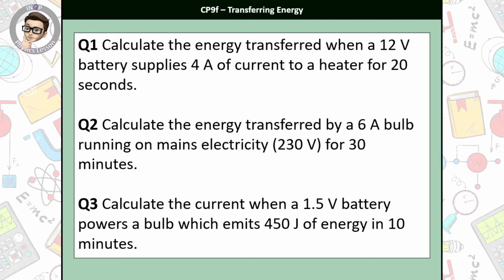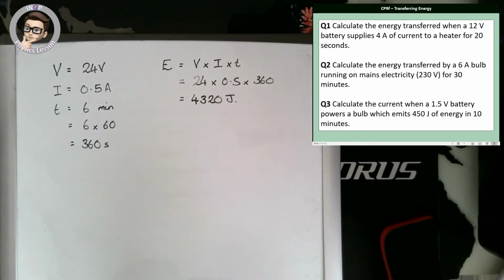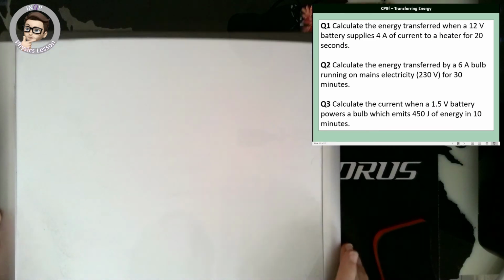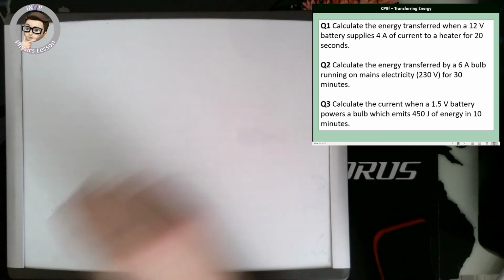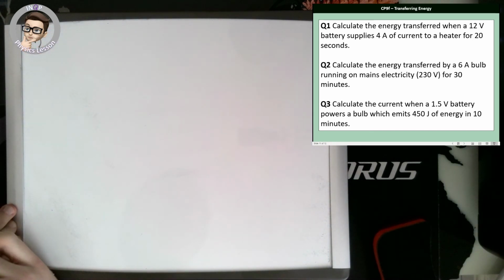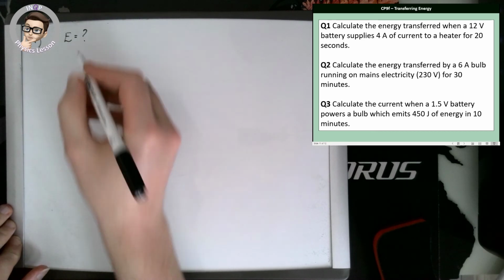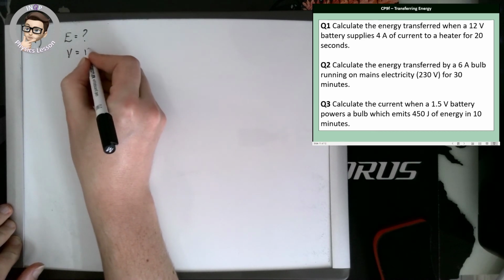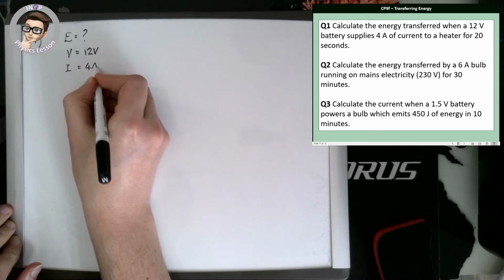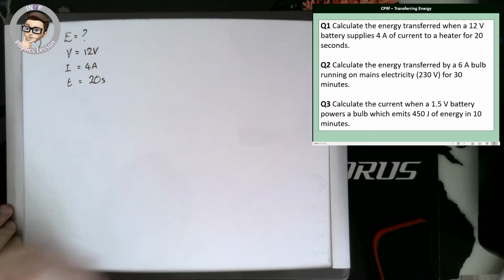Well done, ladies and gentlemen. Let's go through the answers together and let's have a go at making sure we've got them all correct and set out the use of our equation correctly as well. So question 1, we are told that we want to work out the energy. We don't know that, but we do know the potential difference is 12 volts. We do know the current is 4 amps, and we do know the time is 20 seconds.